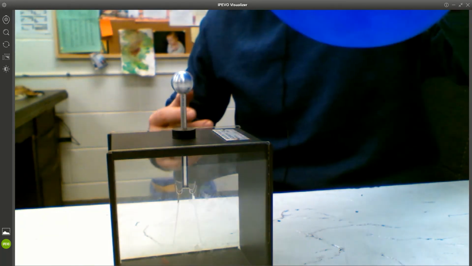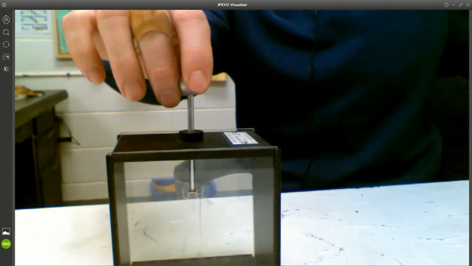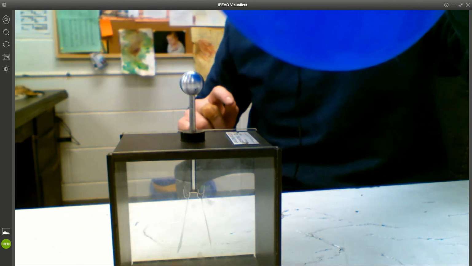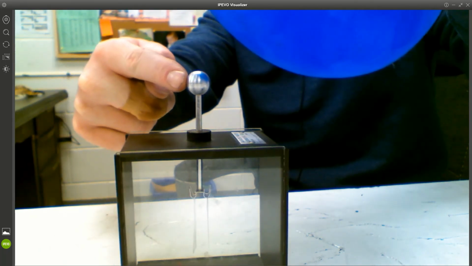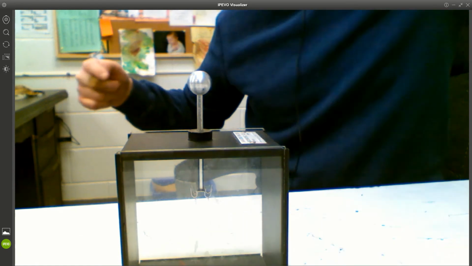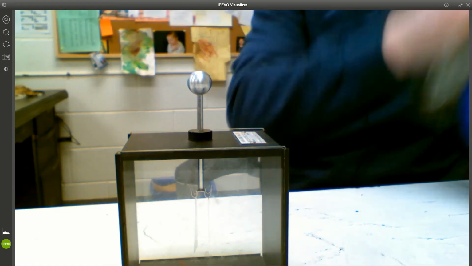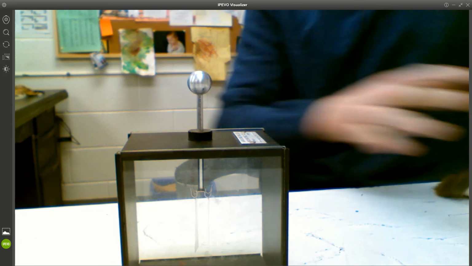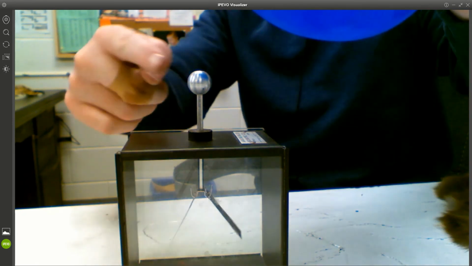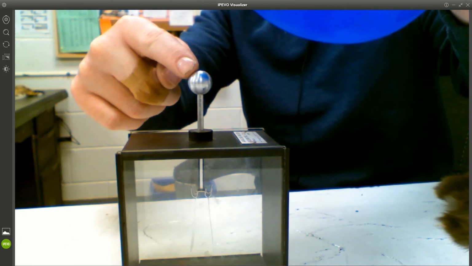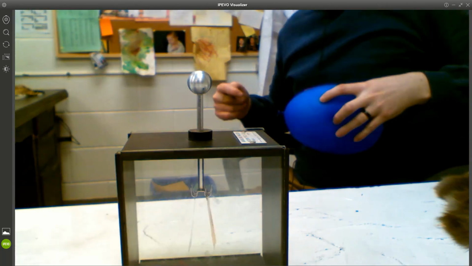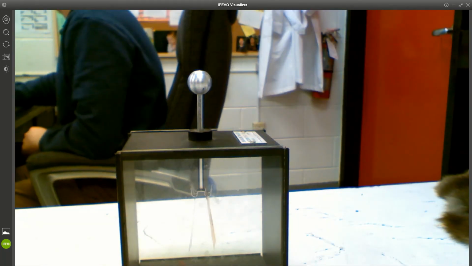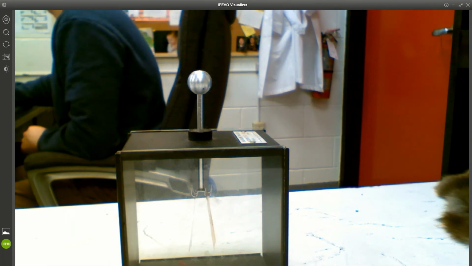I bring it close, those leaves spread apart, I touch, remove myself, remove the ground. It's not working anymore, let me try that again. Bring it close, there we go. Touch, remove myself, remove the charge, there. And they're a little bit spread apart. So we can see something different is happening. We'll go through and explain what is going on.